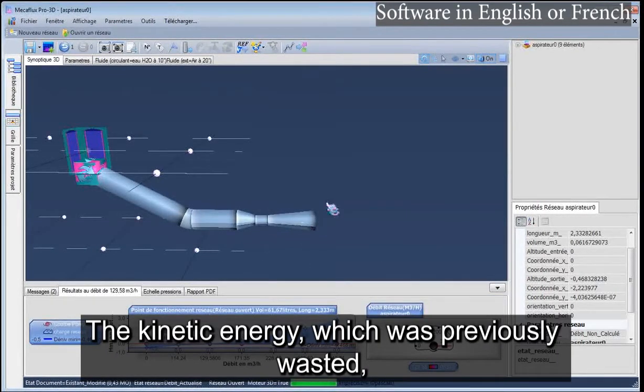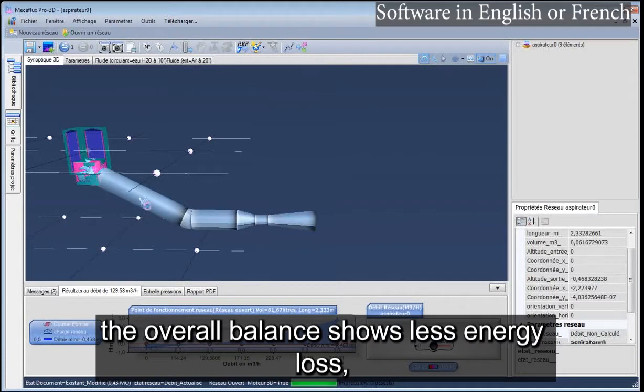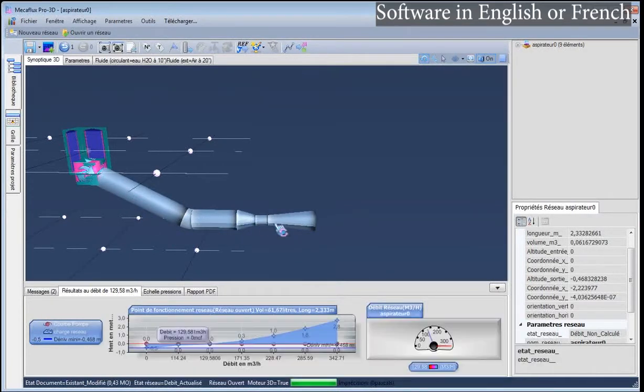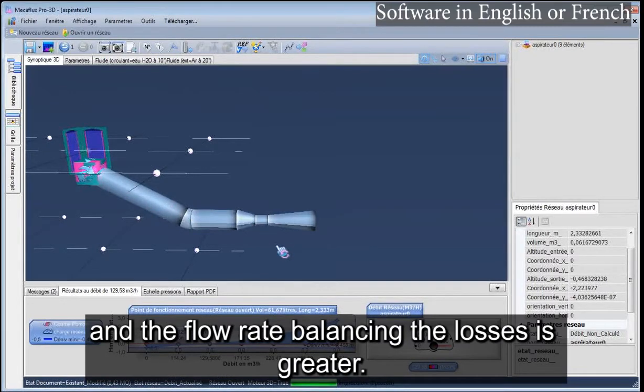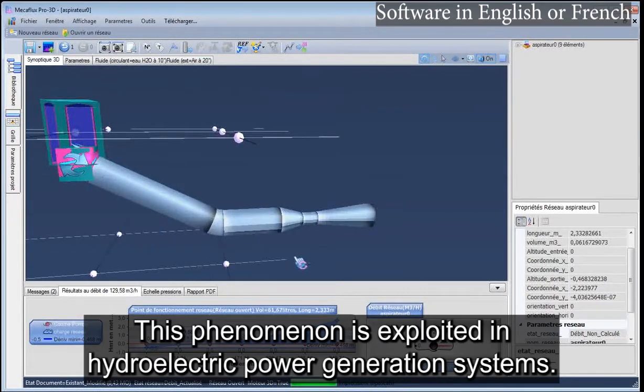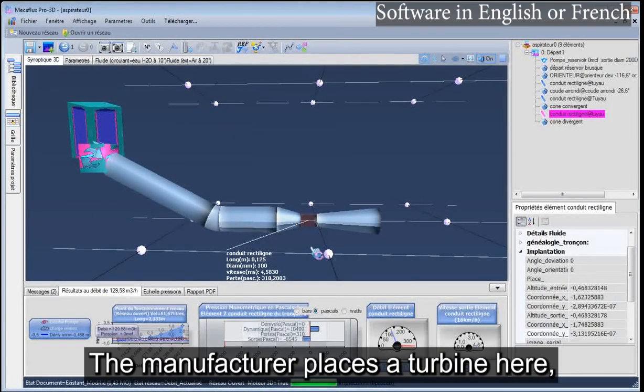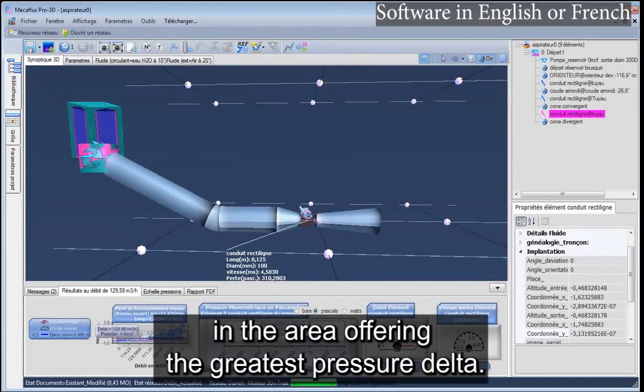The kinetic energy, which was previously wasted, has been saved by the system. The overall balance shows less energy loss, and the flow rate balancing the losses is greater. This phenomenon is exploited in hydroelectric power generation systems. The manufacturer places a turbine here, in the area offering the greatest pressure delta.